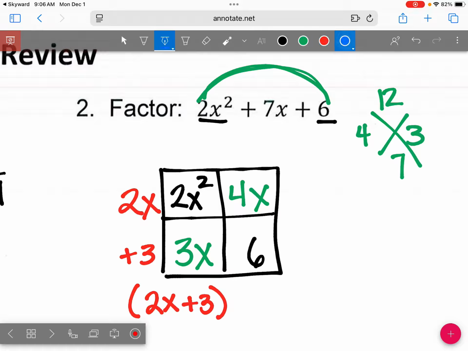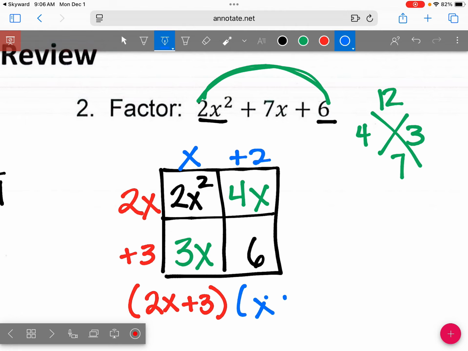All right, now let's look at my first column. Here, I could take out an x. And show me with your fingers, what can I take out of this one here? Yep, good too. I do feel like a lot of you all are getting much better at factoring, which is good. All right, so that would be my factors.